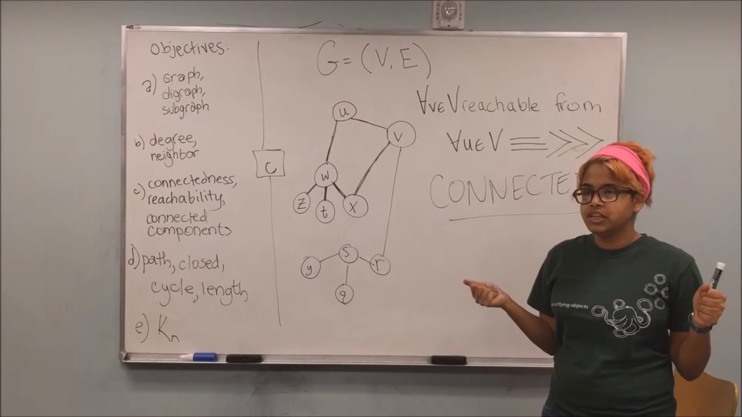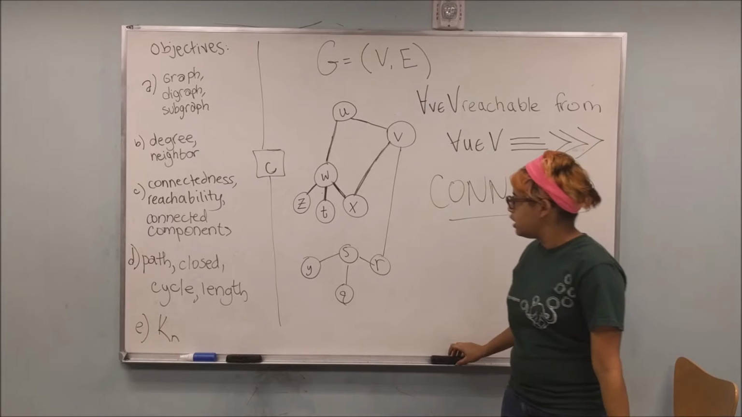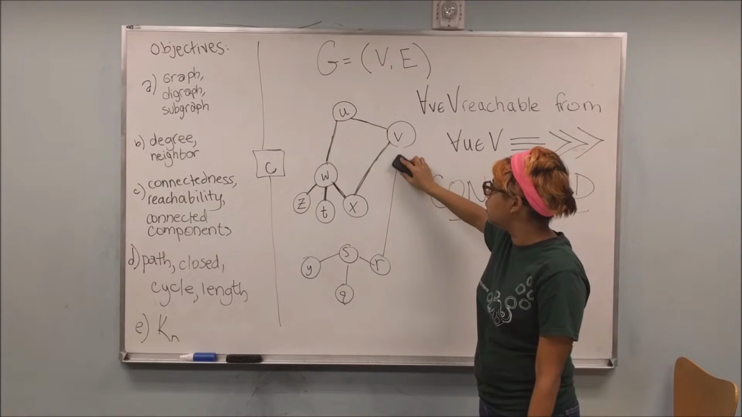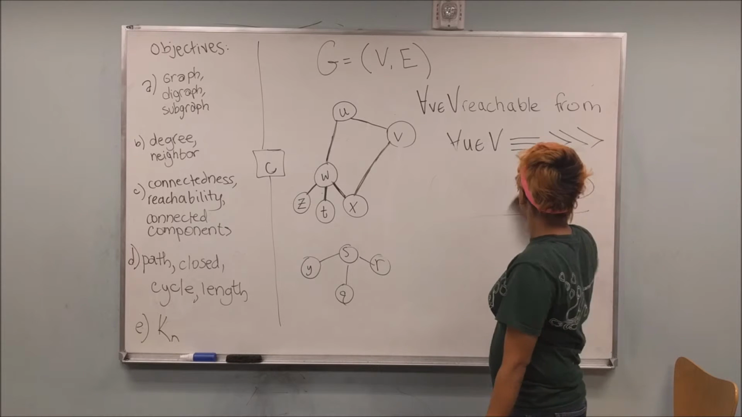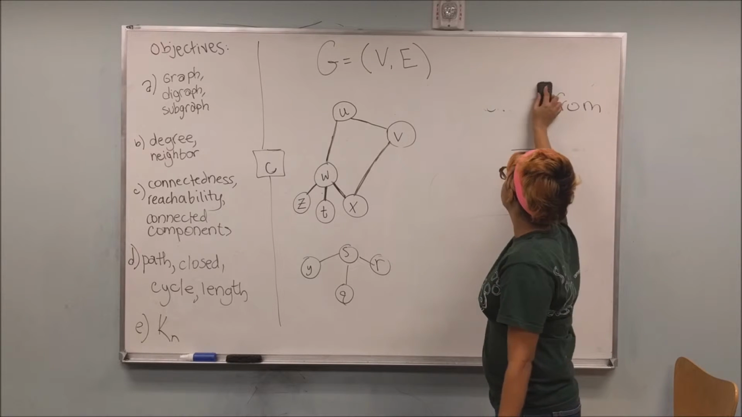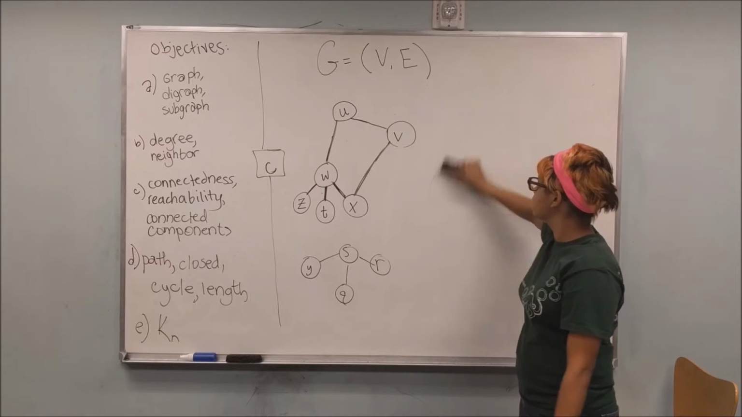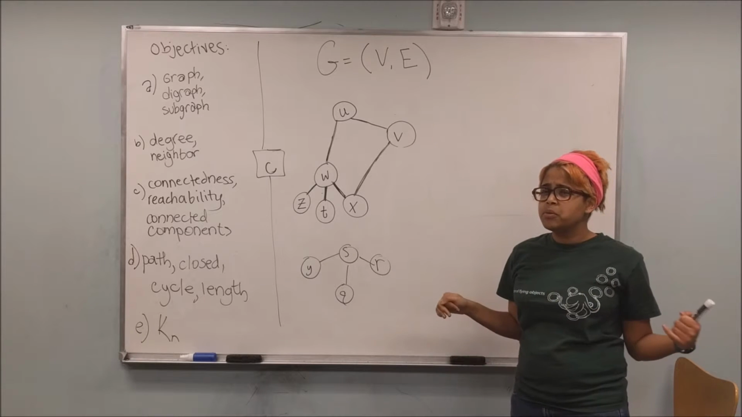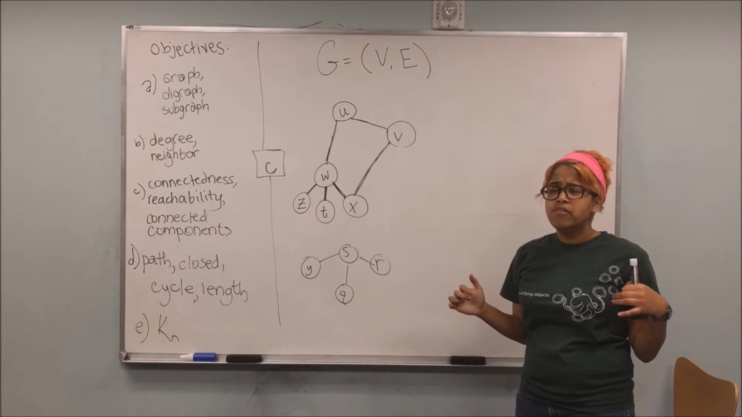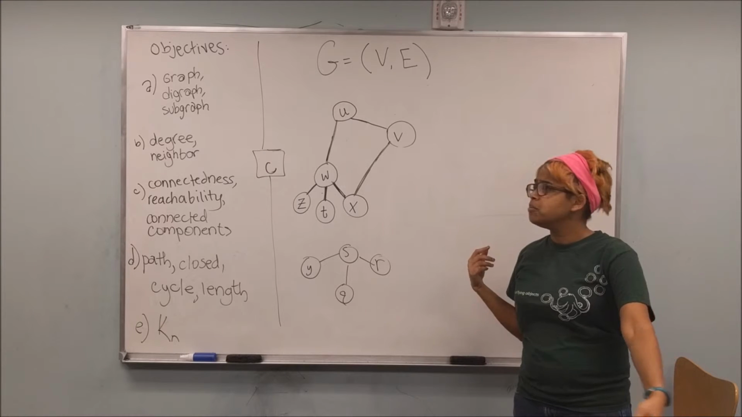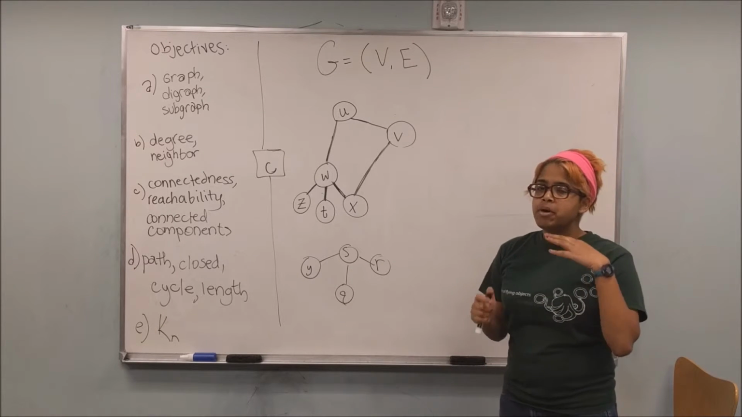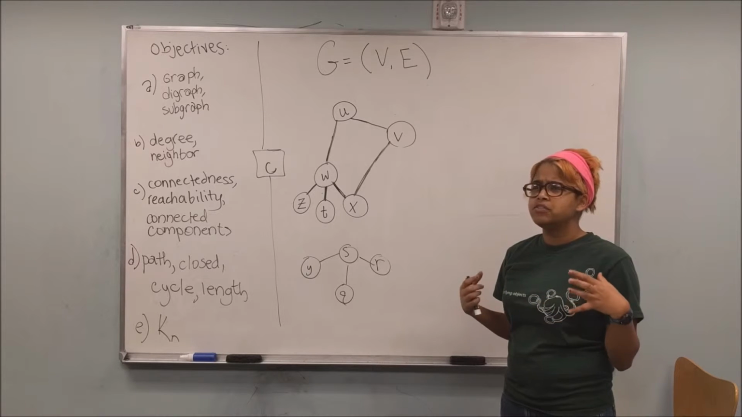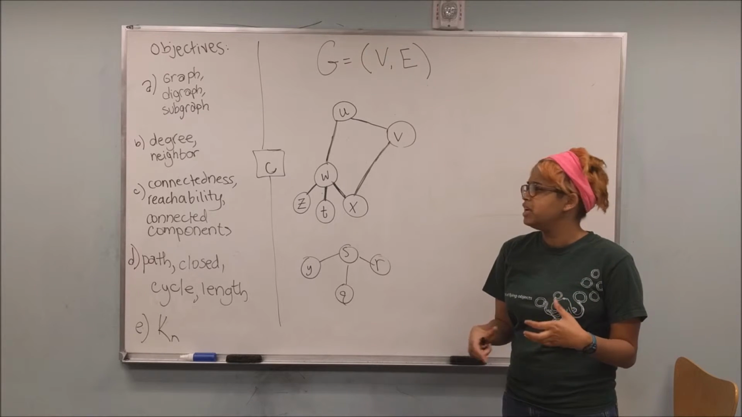But what if I was being really malicious and I said, in this graph there's no edge from V to R? Well, in this case, not all the components are reachable from every other component, so this graph is no longer connected. But we do have the concept of these parts of the graph being connected.